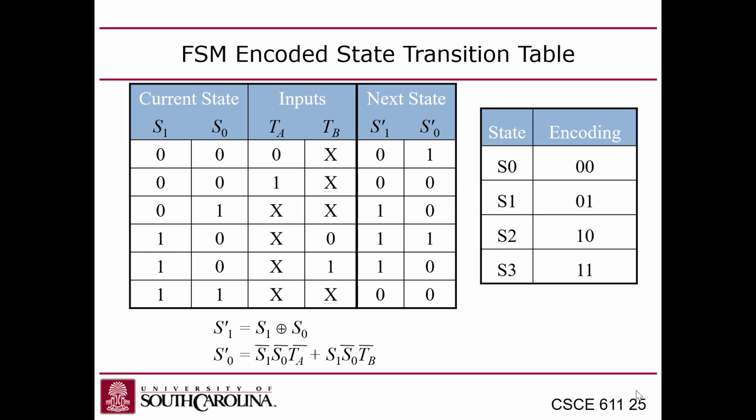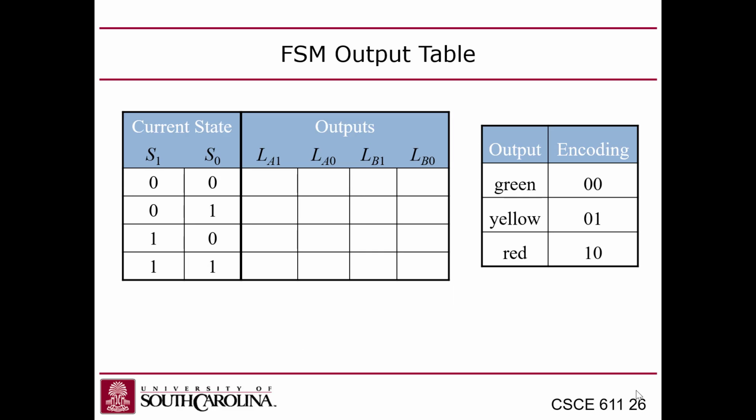So what does this mean? This means that you need two combinational logic circuits. You need one that sets the next state logic, the next state function. It takes whatever the current state is along with the inputs and calculates the next state. Then you need a separate circuit that takes the current state and translates that into a set of outputs, right? So that's what this table does.